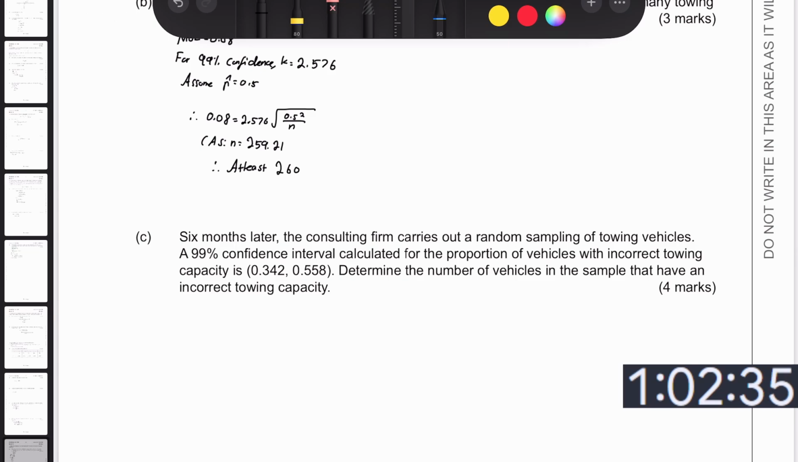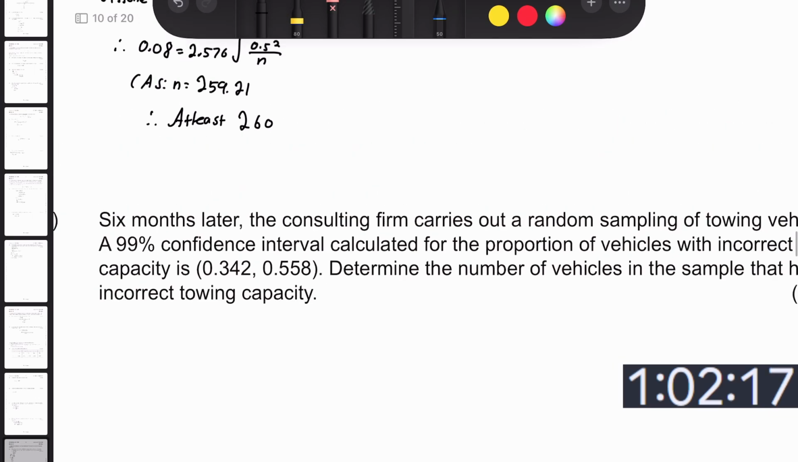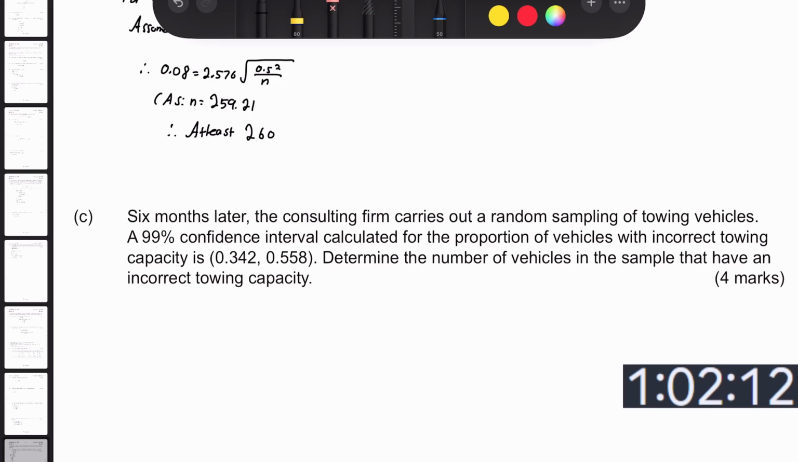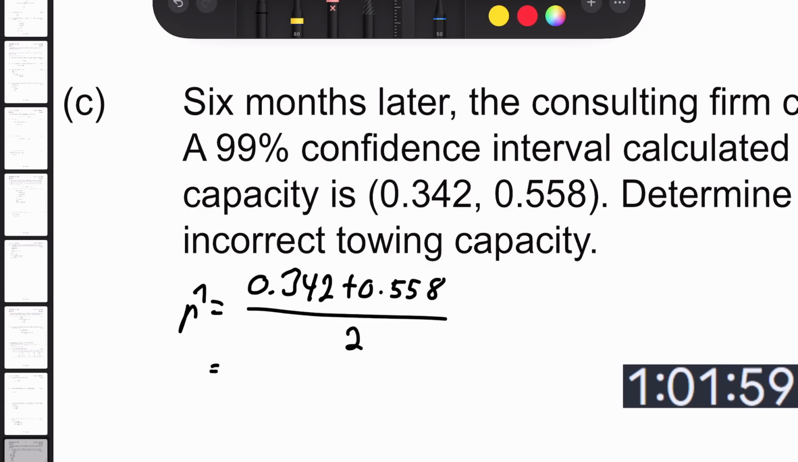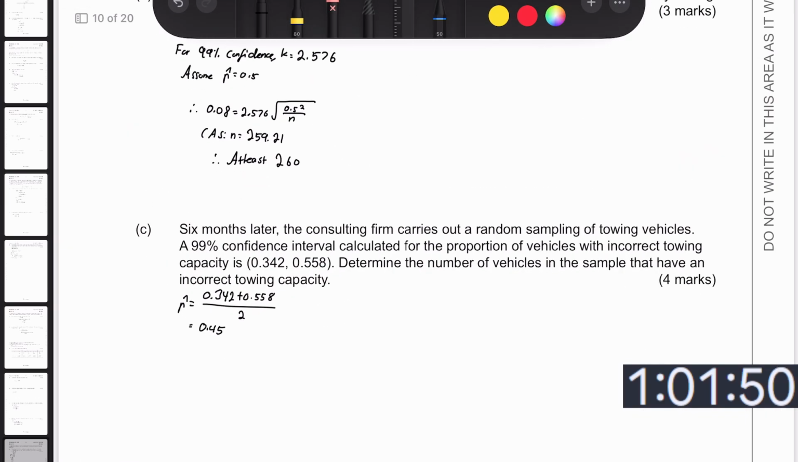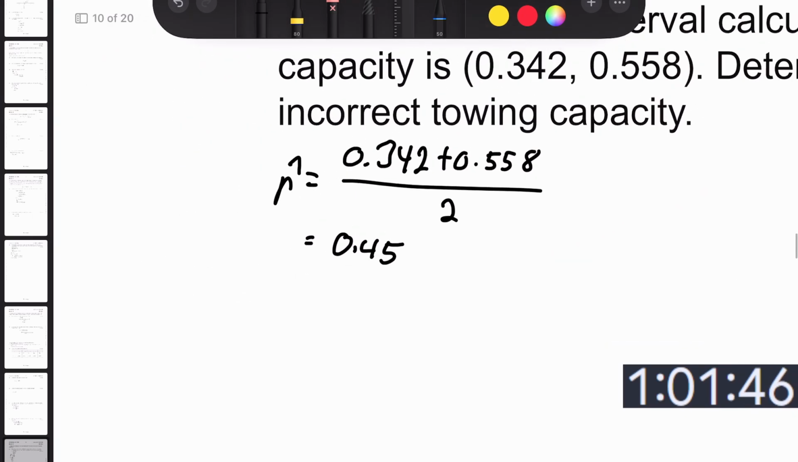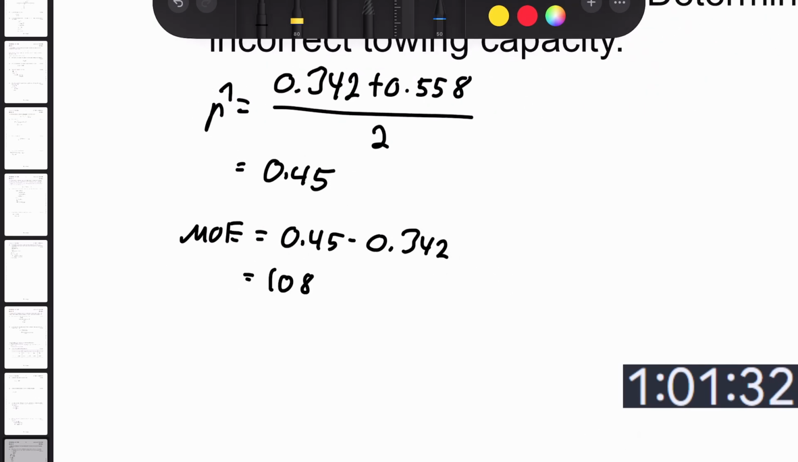Six months later, the consulting firm carries out a random sampling of towing vehicles. Determine the number of vehicles in the sample that have an incorrect towing capacity. So P hat is 342 plus 558 all over 2. So 0.9, I think, divided by 2, yep, so 0.45. And then here I can solve that, so the margin of error is equal to 0.45 minus 0.342, which is 0.108.